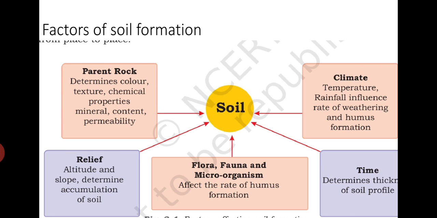The formation of the soil depends on the parent rocks because it determines the color, texture, chemical properties, mineral content, and climate. The major factors are temperature and rainfall. Because of temperature and high rainfall, the speed of weathering and the humus formation increases.